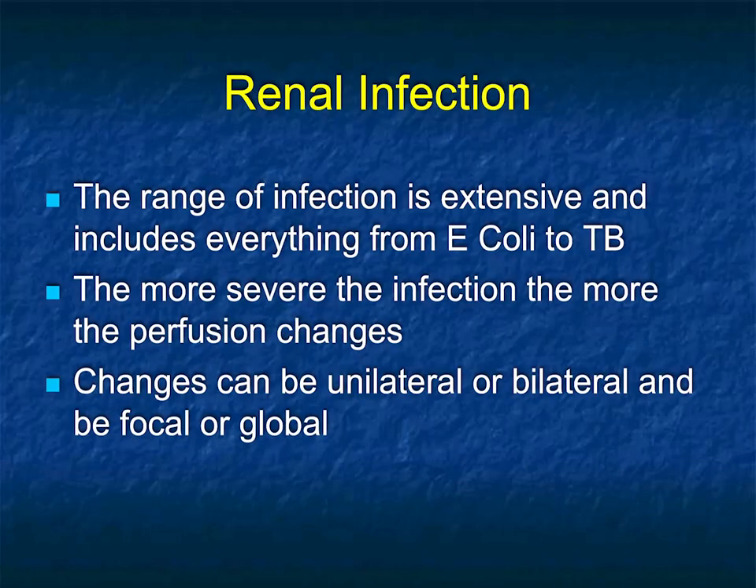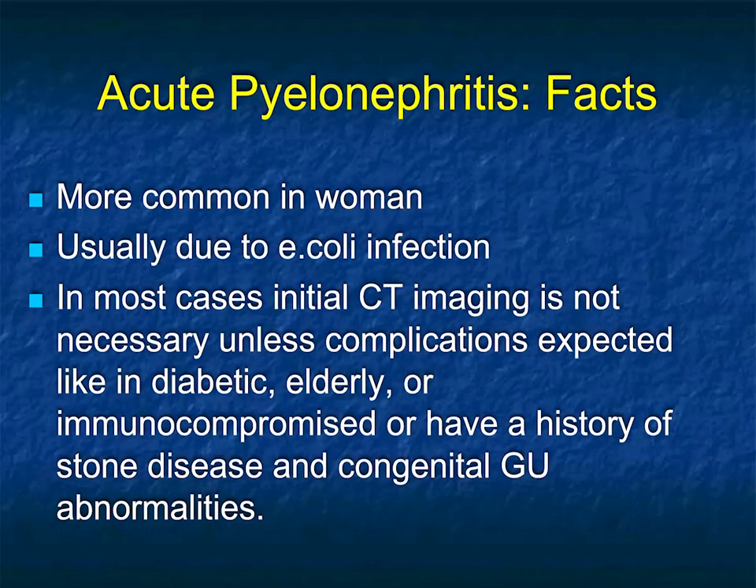Now, when we speak about renal infection, the spectrum is large. Most of the time, we're talking about acute pyelonephritis, which is due to E. coli. On the other spectrum are rare things like tuberculosis. The more severe the infection, the more the perfusion changes are present, and changes are usually unilateral, but they can be bilateral, they can be focal, or they can be global. They can be multifocal in the same kidney.